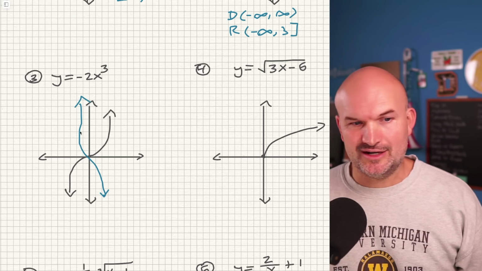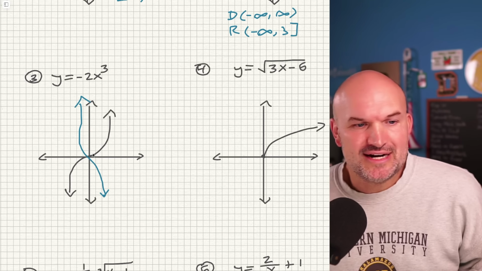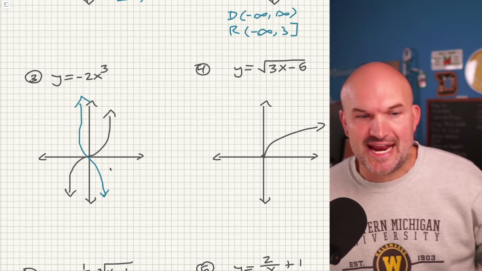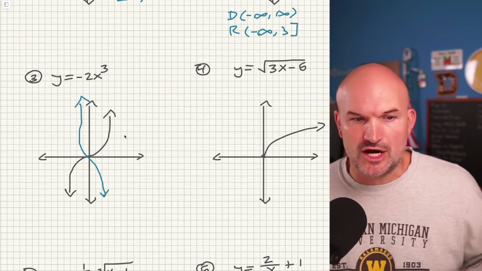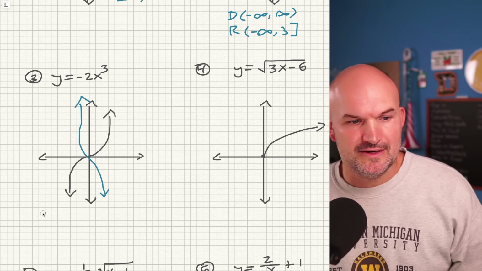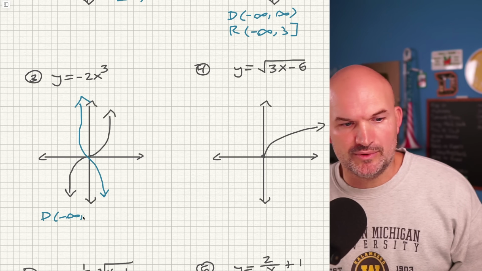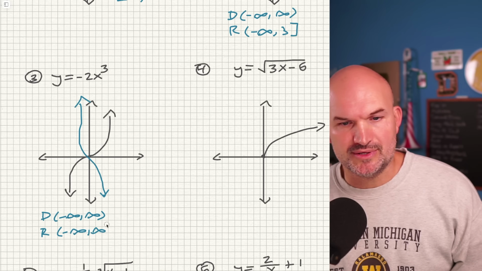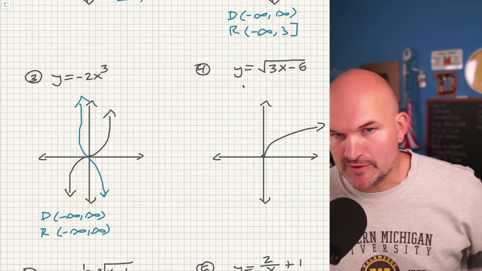But I want you guys to see, I know it's a really bad graph, the domain and range are not impacted. The reflection as well as the stretching does not change my domain and range at all, because it's all real numbers in that case. So my domain here is all real numbers, negative infinity to infinity, and my range is going to be all real numbers.